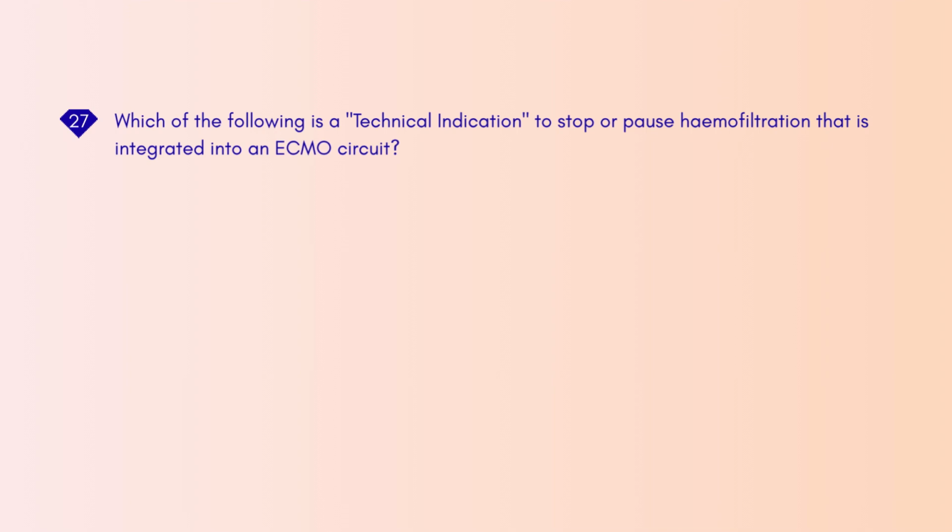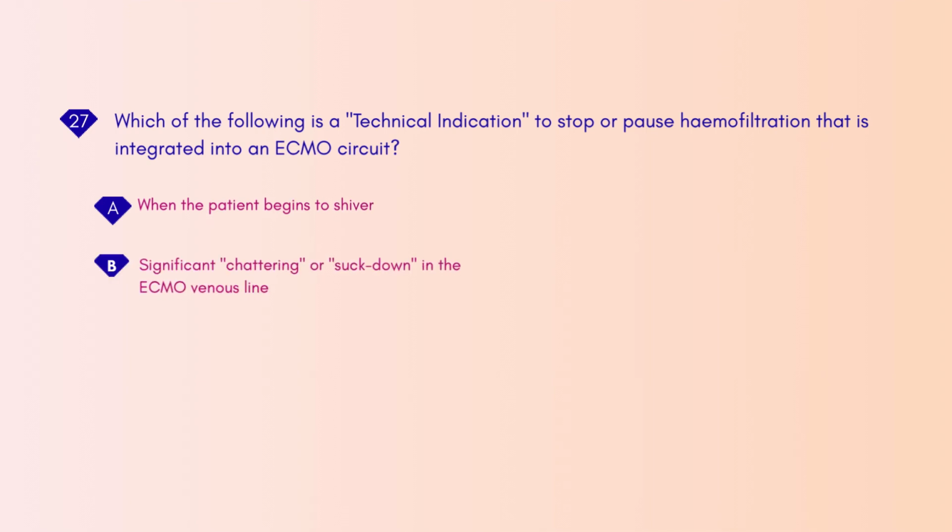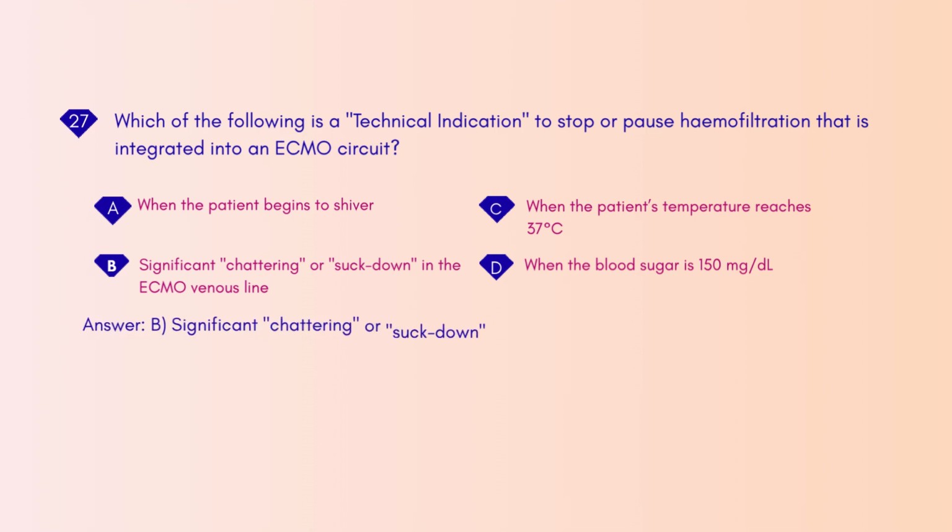Which of the following is a technical indication to stop or pause hemofiltration that is integrated into an ECMO circuit? A. When the patient begins to shiver. B. Significant chattering or suck down in the ECMO venous line. C. When the patient's temperature reaches 37 degrees Celsius. D. When the blood sugar is 150 mg per deciliter. Answer: B. Significant chattering or suck down in the ECMO venous line.